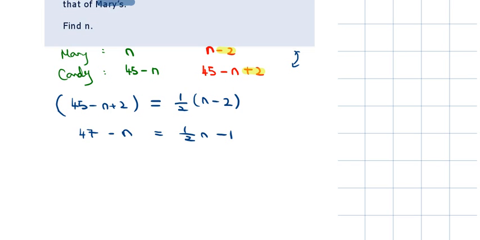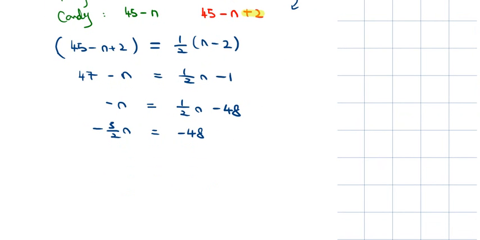So I'm going to get rid of numbers first. I'm going to minus 47 both sides. So I'm going to have half n minus 48. And then I'm going to get the n over to the other side. So I'm going to have minus 3 over 2 n is equal to minus 48. Last thing is to get this out. So n is equal to 48 times 2 divided by 3. Divided by 3, that's 16, so that's going to be 32.